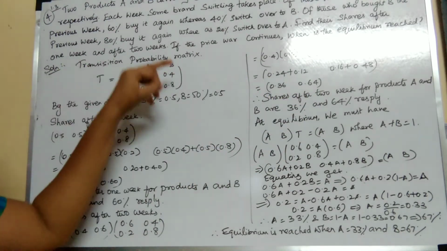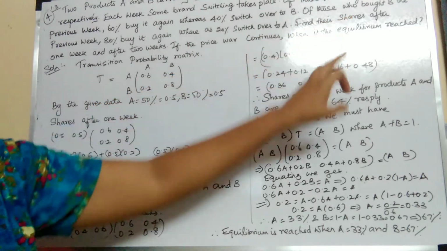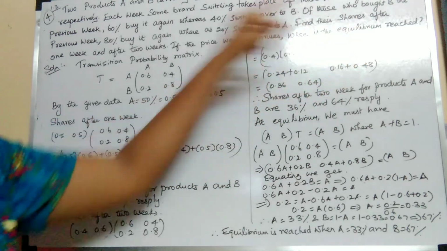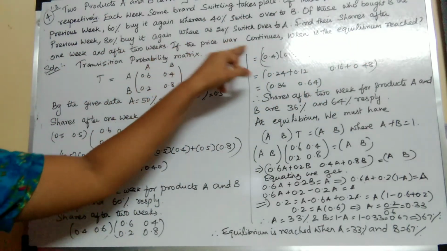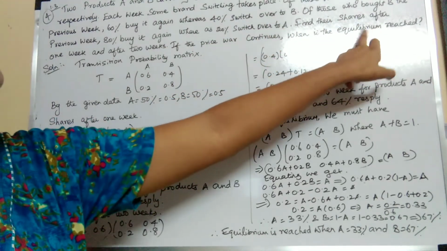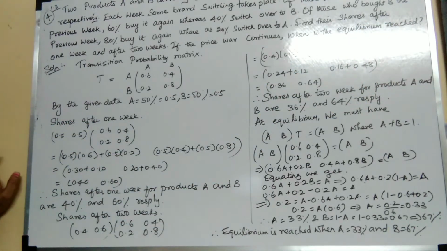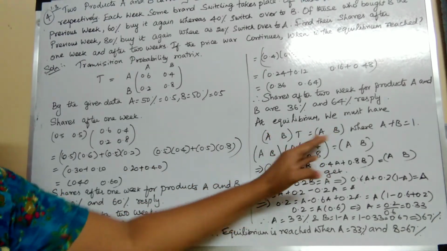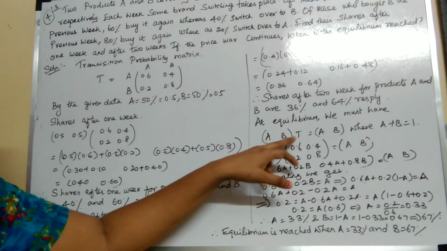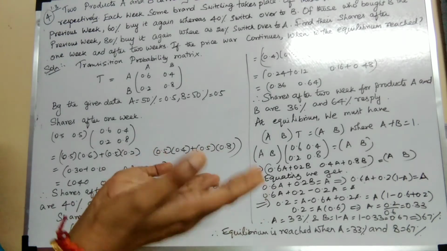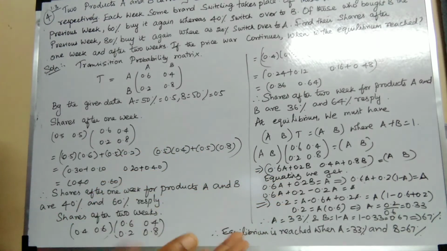Now, when does it reach equilibrium? That is your question. We have found that after the second week, A is 36% and B is 64%. If the price war continues, when is the equilibrium reached? What is the condition at equilibrium? When you multiply the AB matrix by the transition matrix, you get the same result at equilibrium. That is what equilibrium means: both remain in the same state.